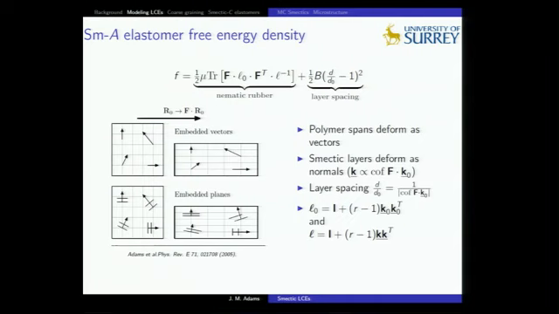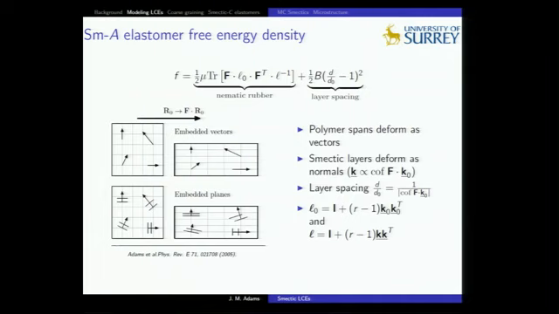So there are two types of objects in the system. Then there are these polymer spans that, when you stretch the system, deform and rotate towards the stretch axis. And then there are these embedded Smectic planes. The previous speaker spoke about how the Smectic layers deform.